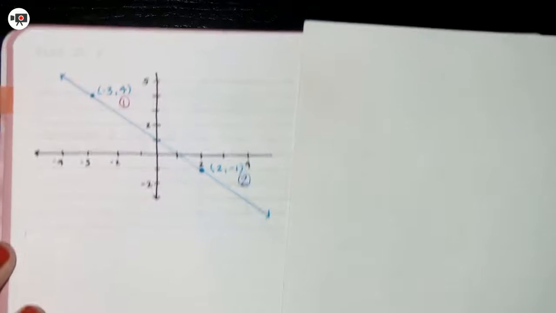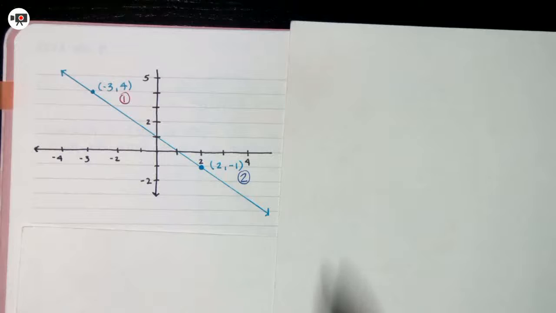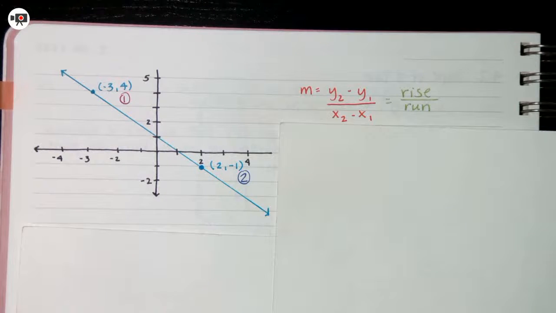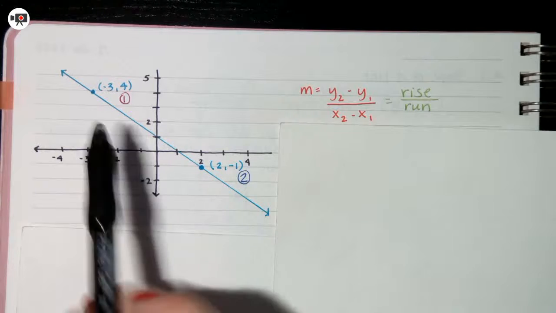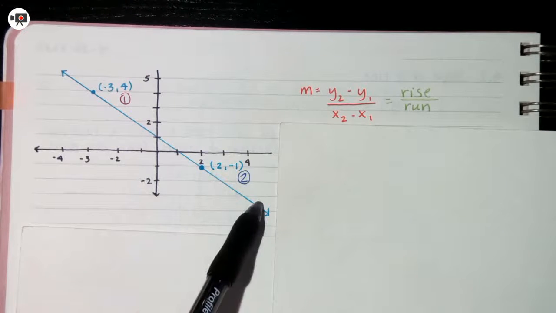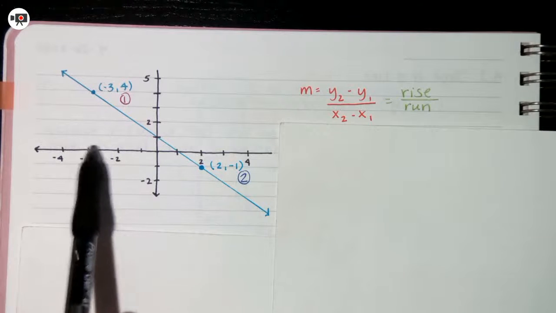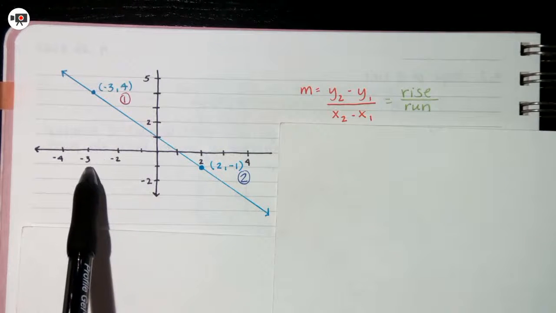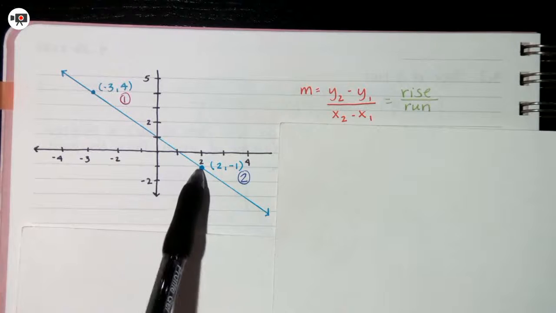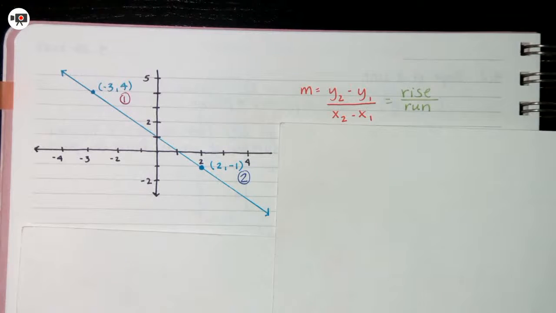Now here I have my graph with points -3, 4, and 2, -1. I'm finding slope, so I'm finding rise over run. I could count it, and it's going to be negative because it points down. So this is going to be 1, 2, 3, 4, 5, and then to the right 1, 2, 3, 4, 5. So I'm looking for something that should be like 5 over 5.